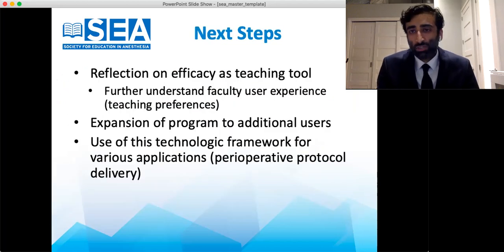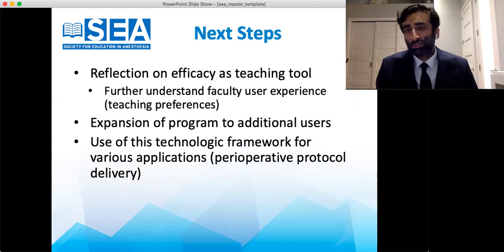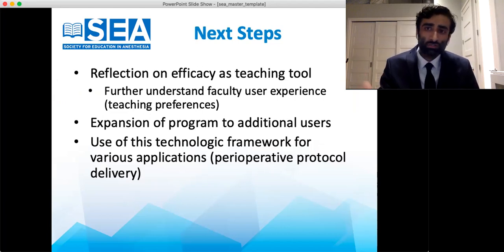So the next step is to really reflect on why this did not work as a facilitative teaching tool. And we really should target in the faculty teaching preferences to layer that in. We plan to expand to additional users in anesthesiology and otherwise, and also have used our technological framework in other applications.